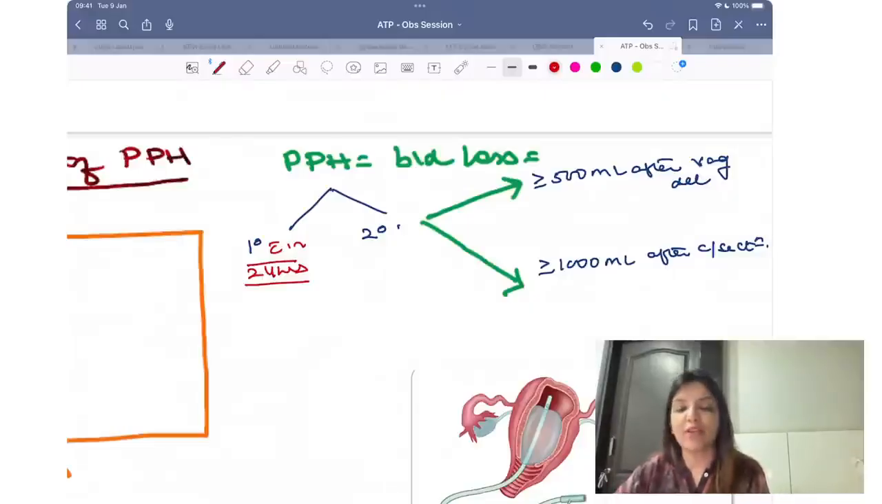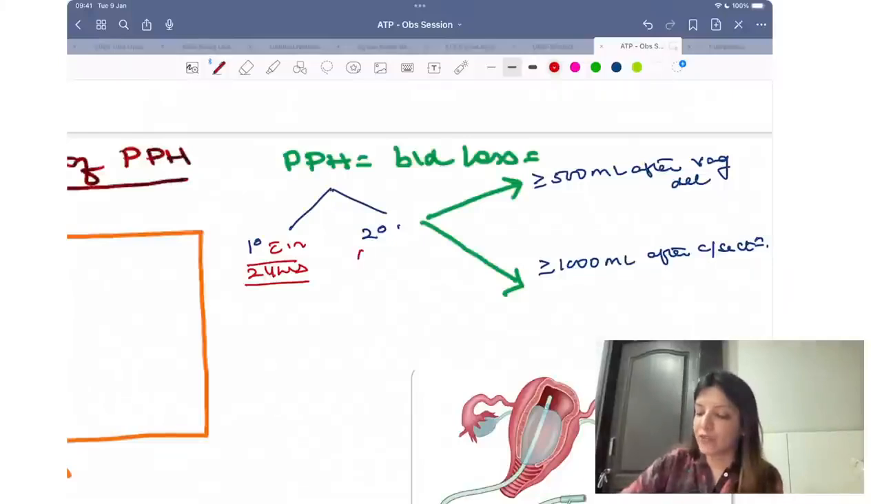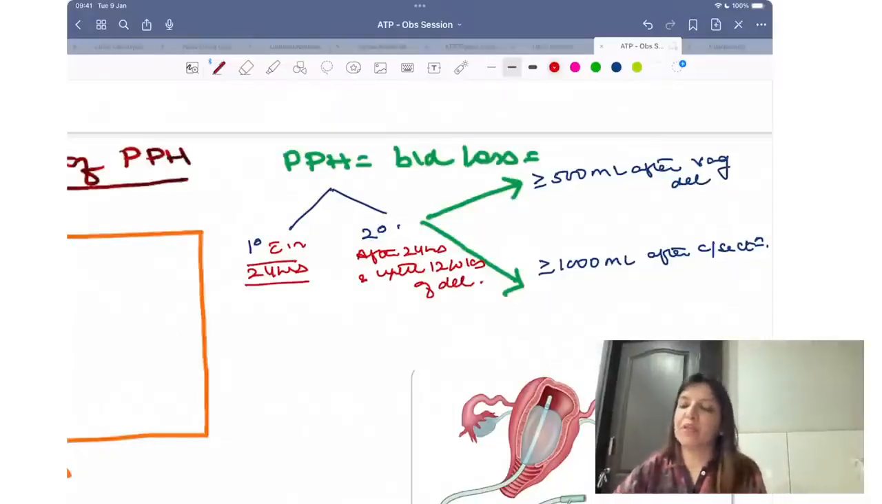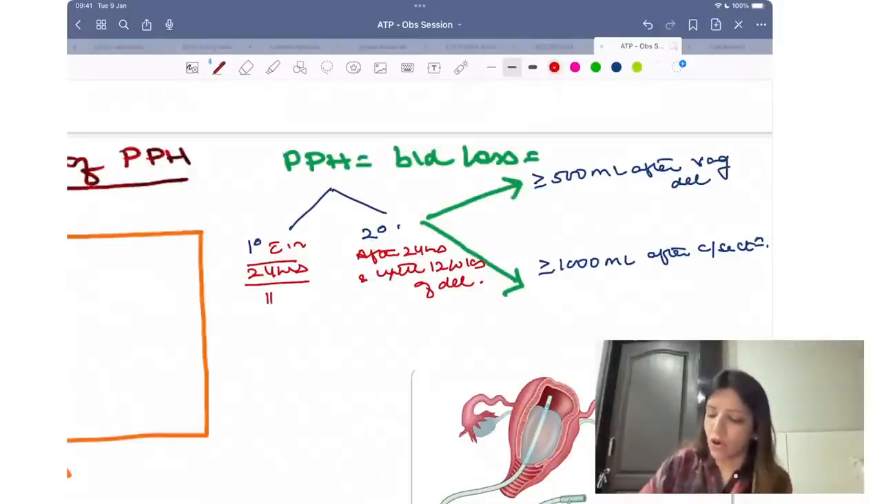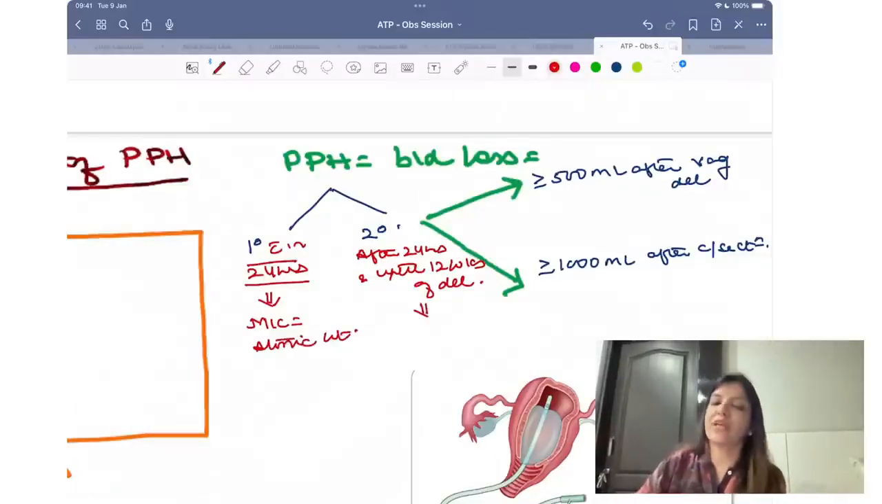What is secondary PPH? Secondary PPH is if it is happening after 24 hours and up till 12 weeks of delivery. Up till 12 weeks of delivery, that is secondary PPH. Most common cause of primary PPH is atonic uterus. Most common cause of secondary PPH is retained tissue, that is retained placenta.